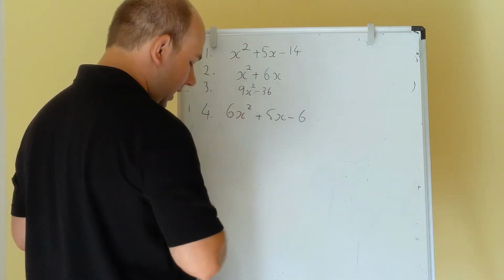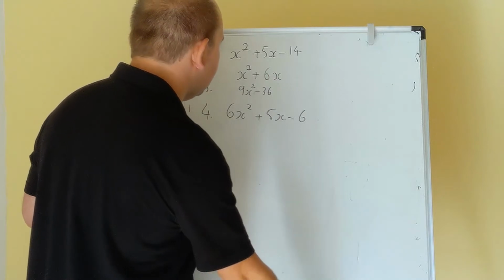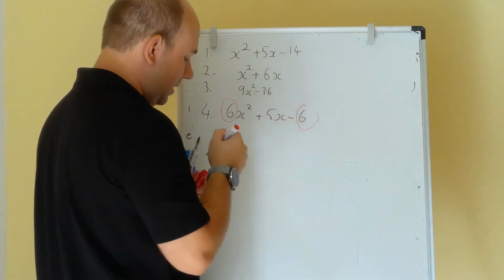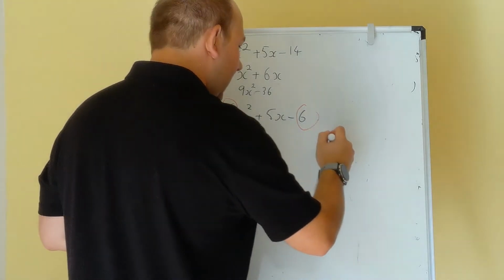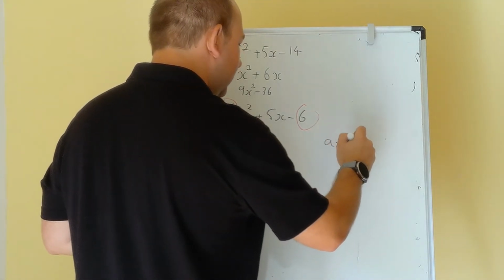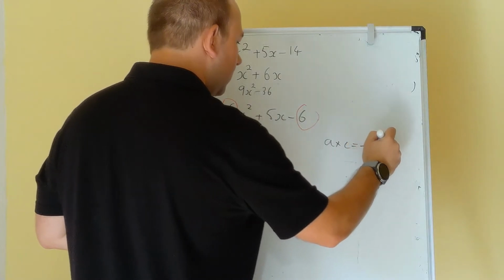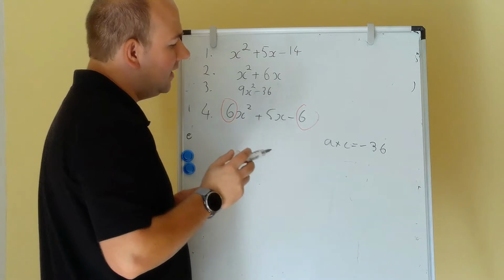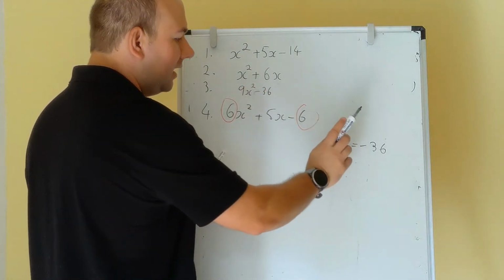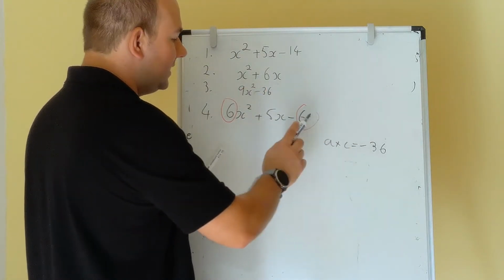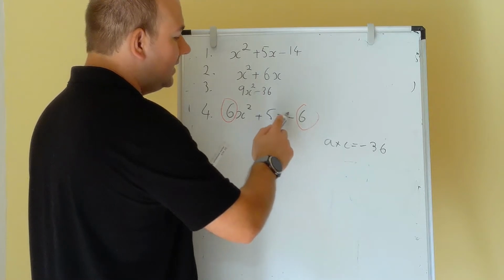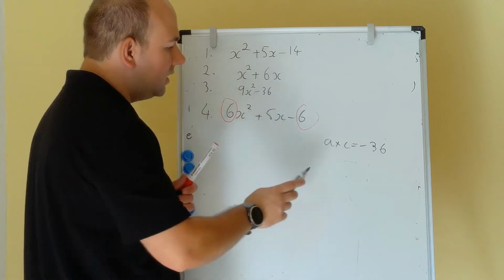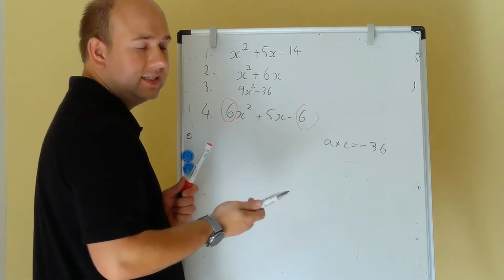First of all, I'm going to multiply the first number by the second number. So I'm going to take these two, the a coefficient by the c coefficient. So I'm going to do a times c, which is going to be equal to minus 36. What I'm going to do now is look for two numbers that when multiplied make minus 36. And because of this take away sign, take away to make 5. So factors of 36 are 6 and 6.